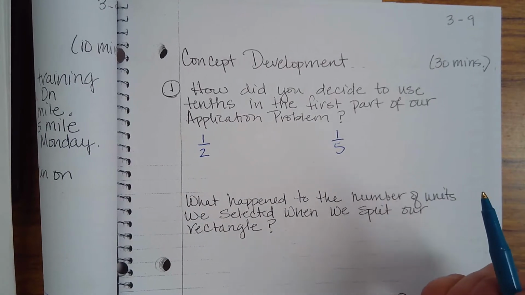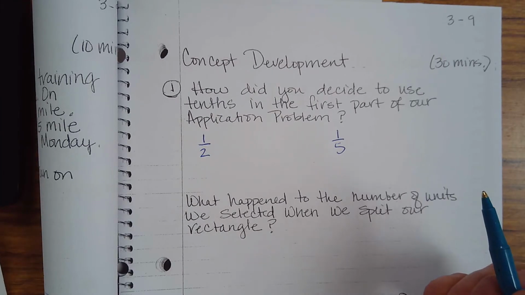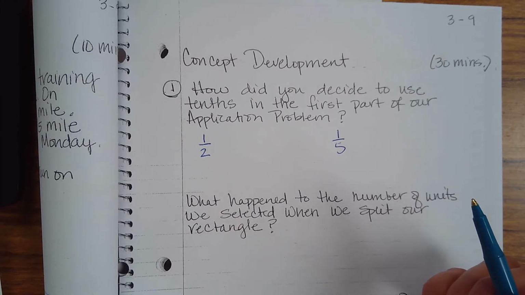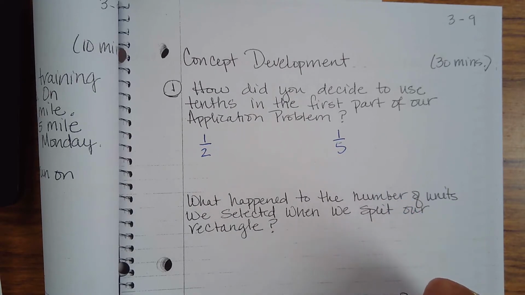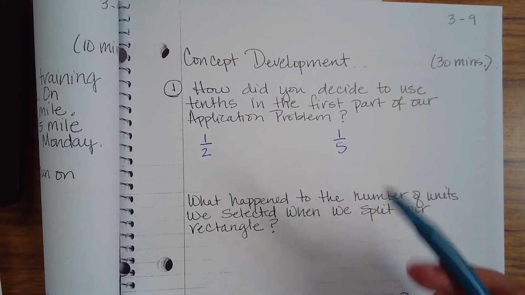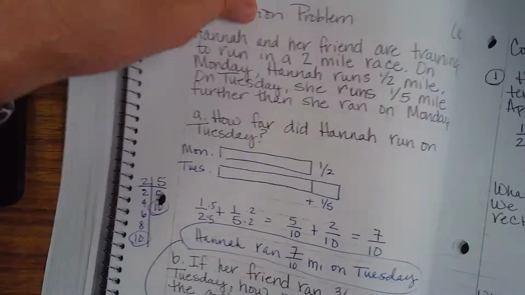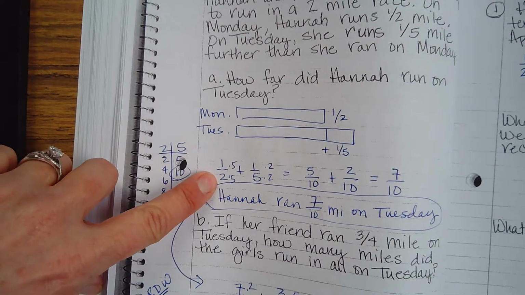Did you break it up? Did you make a rectangular fraction model? How did you do that? So I simply added and I scoreboarded, and then I created my common denominator and went from there.